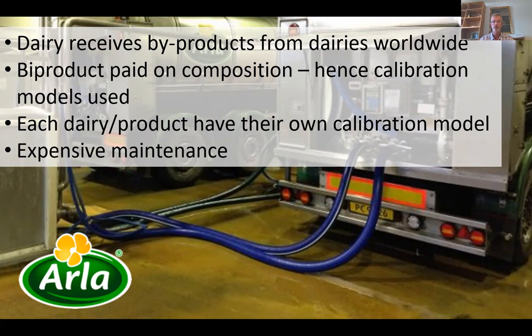So that would be 10 or 20 different calibration models. And each of them had to be maintained separately. Each of them had to have their control charts. And every now and then they had to be updated either with a slope intercept or with a recalibration. And that was the problem.